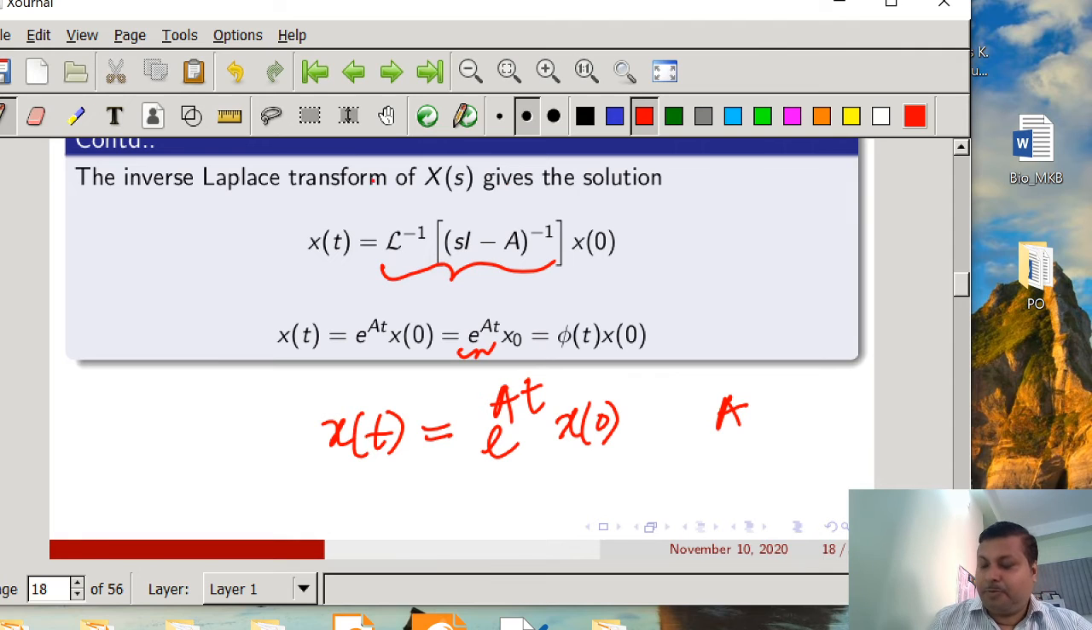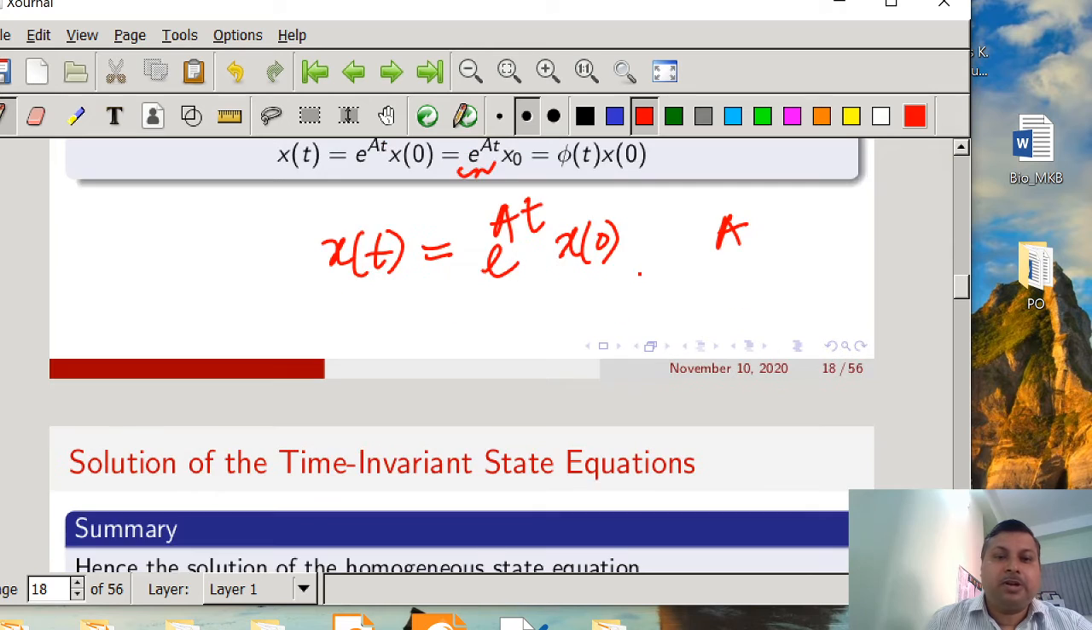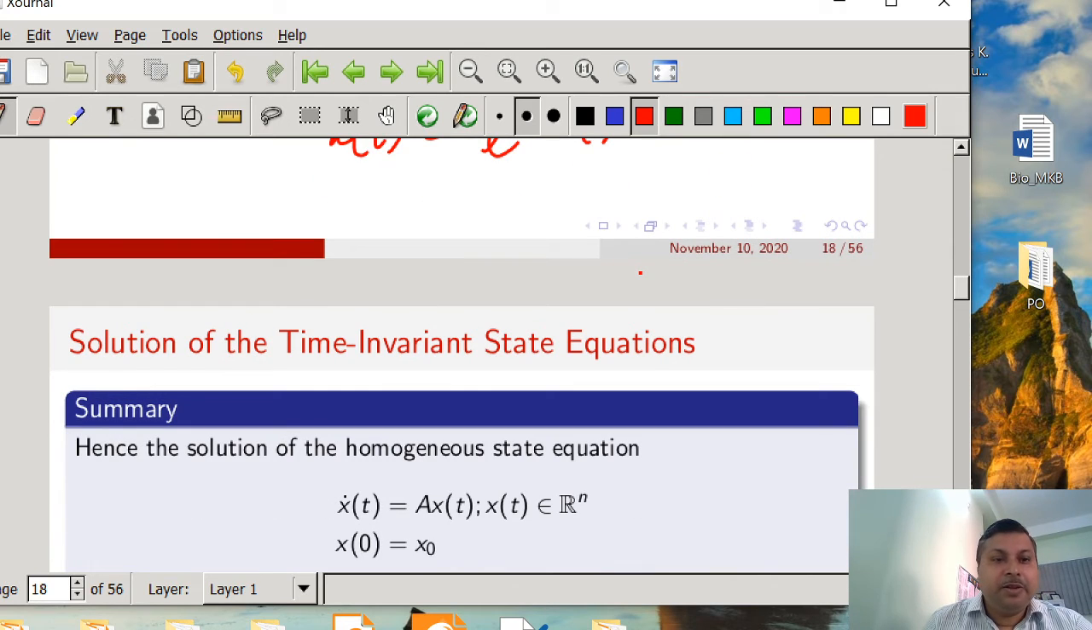By the Laplace transform approach we can go for it, and as I told you, there are the Cayley-Hamilton theorem as well as the diagonalization approach. One by one, definitely, we will see.